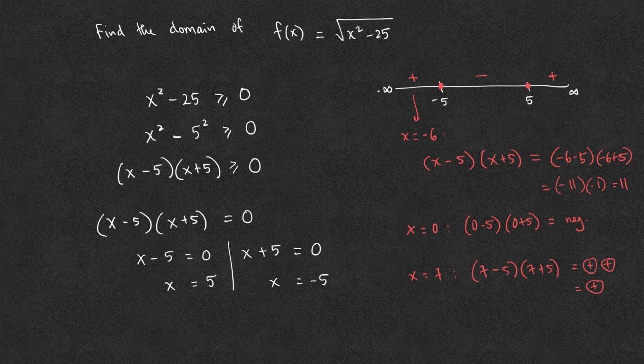Now, in mathematics, we express this in interval notation, so the answer is negative infinity to negative 5. We open the parenthesis for negative infinity and we close the bracket for negative 5 because we want to include negative 5. And we combine this, or union this, with a symbol that looks like a capital U, 5 to infinity.